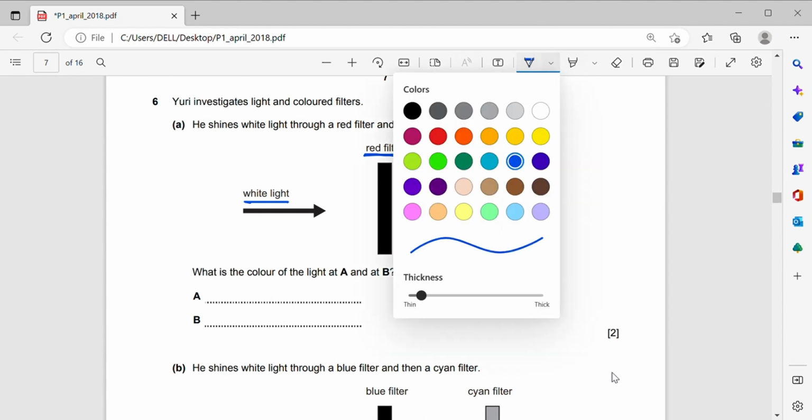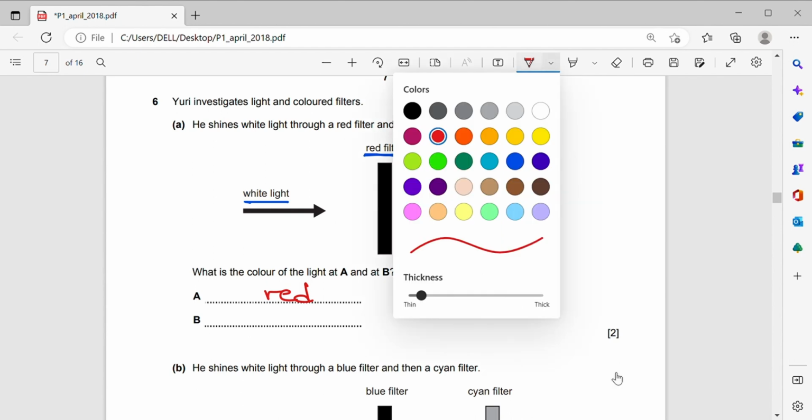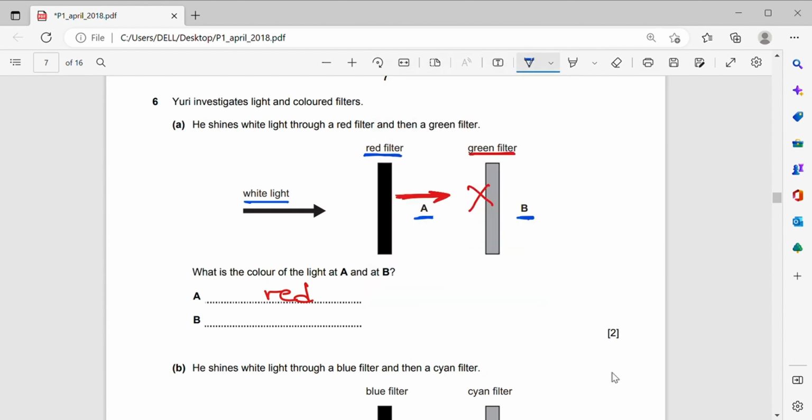So here the red filter will allow what? The red light. So here at A I have what? I have red light. Red light and a green filter. Would the green filter let the red light pass? No. So at B, what do we have? We don't have a color or no light.